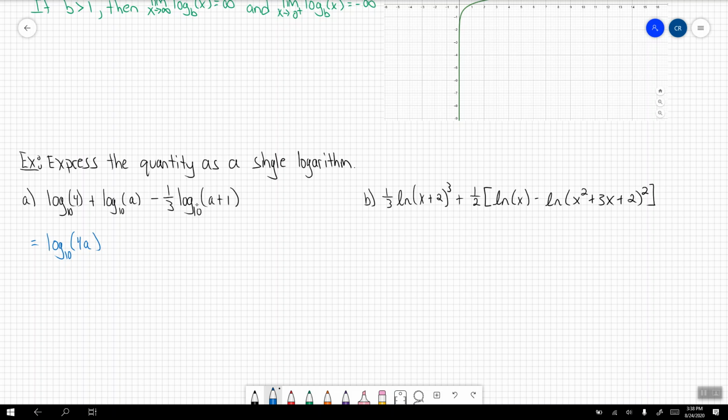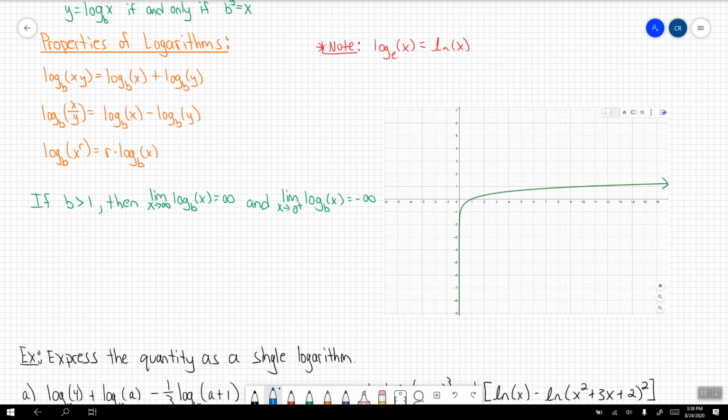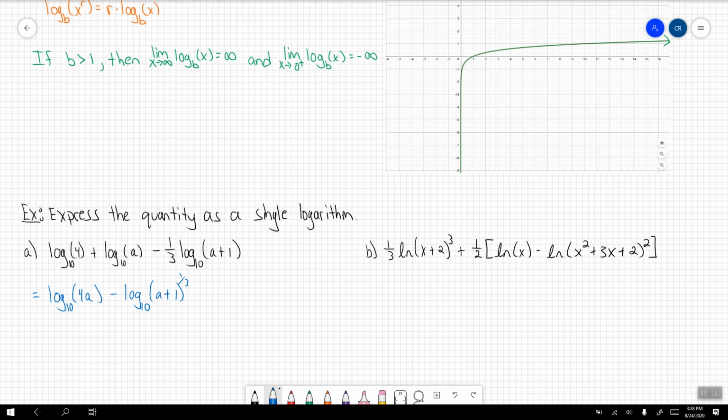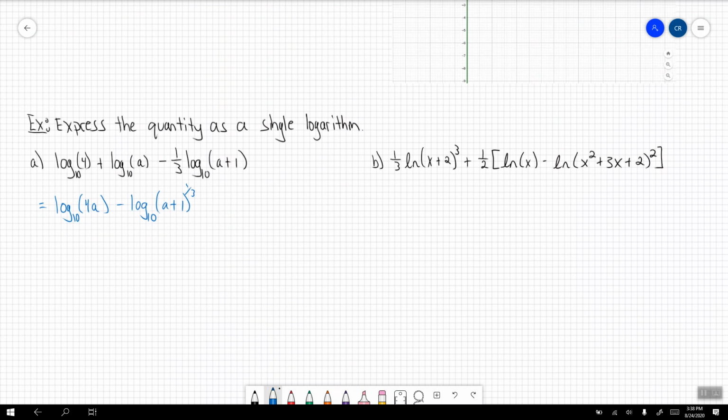And then for this last logarithm, I have a minus 1/3. I'm going to keep the minus out in the front. However, the logarithm base 10 of a plus 1, I am going to raise to the power of 1/3. And that is using this third property in orange that we listed previously. I'm just using that property in reverse. The reason I wanted to use that in reverse is because now every single coefficient for these logarithms is either 1 or -1.